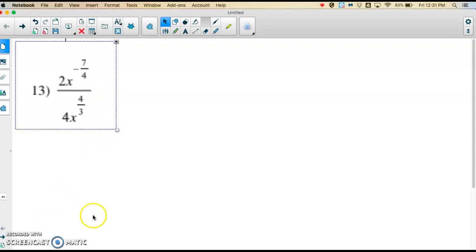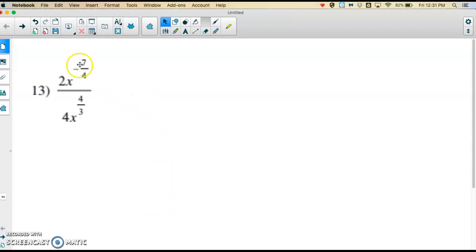This is over the rational exponents, and I think this is when we have a rational exponent in the denominator after you're done simplifying. And so what do you do after that? Okay, so this one's number 13.